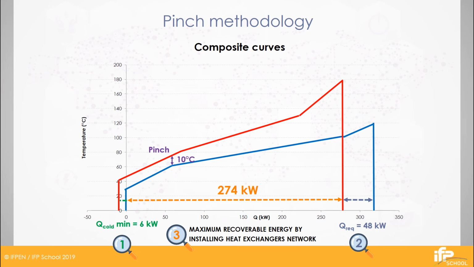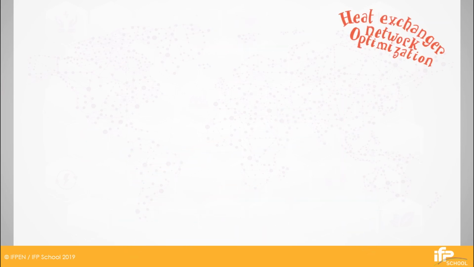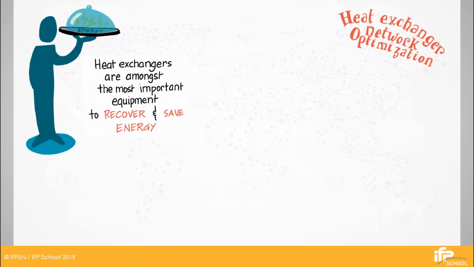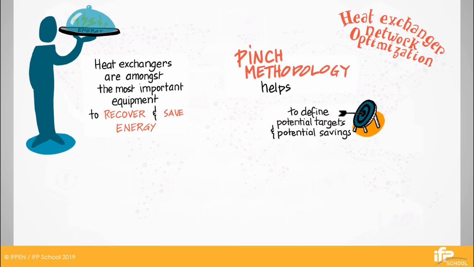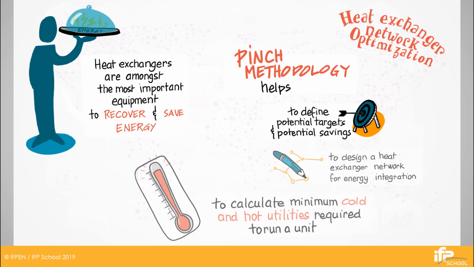The minimum gap in temperature between both curves is called the pinch. It's important to try to optimize this gap in order to minimize the energy required to run the unit. To sum up what we just said, heat exchangers are a key equipment to recover and save energy. Pinch methodology gives us the potential savings of energy inside the unit. From this method, we obtain the minimum cold and hot utilities required to run a unit and the energy you can recover by installing a heat exchanger network.